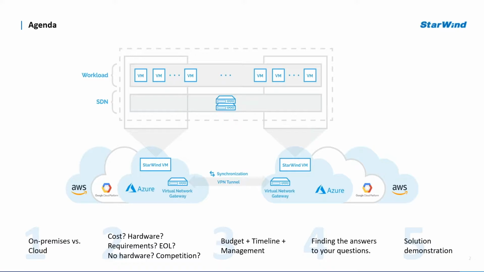The first thing I wanted to bring up is the comparison of on-premises versus cloud. There are certain criteria that we'll look into in the next slide. Some of the questions that clients may be asking themselves are: what's the cost? What's the hardware requirement? Is there an end of life date? Is there no hardware at all? And what's the competition like?